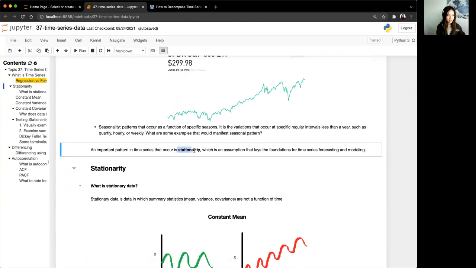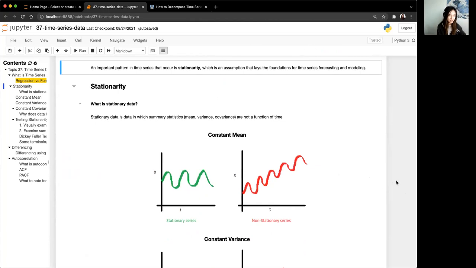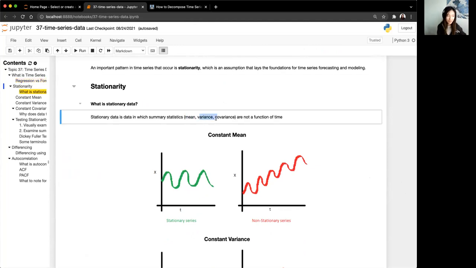Next, there is the concept of stationarity, which is an assumption that lays the foundations for time series forecasting and modeling. So first, let's talk about what stationarity is, and we'll talk about why we care about stationarity. Stationary data is data in which the summary statistics are not a function of time. That means the mean doesn't change over time, the variance doesn't change over time, neither does covariance. I'll tell you now that most data out there is not perfectly stationary, so you usually have to do something about it to make it stationary. And why that is, I'll get into in a bit.